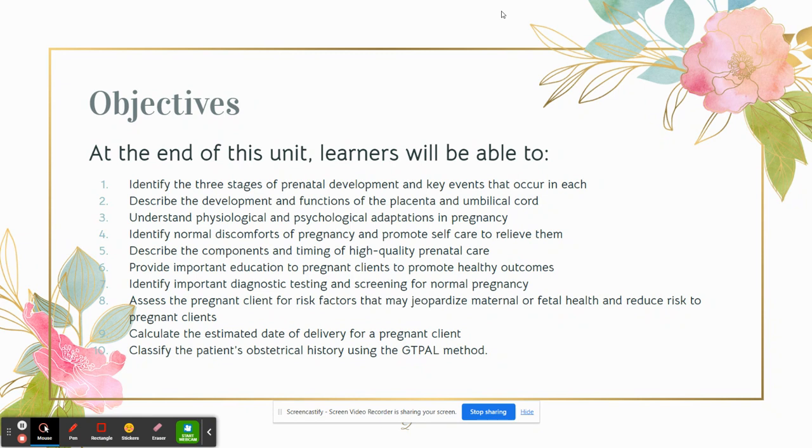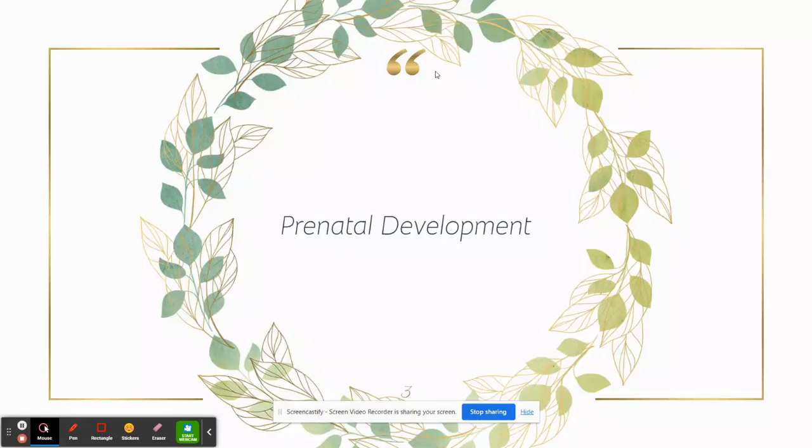Okay, a lot of objectives here, long list. Just take a look at them. If I read the slide, we'll use up a lot of minutes that we could use talking about the actual things. But those are the things we're going to be able to accomplish. And it's a tall order, but we will do it. Prenatal development. We're going to start with that. And then we're going to take a little break and we're going to move on.